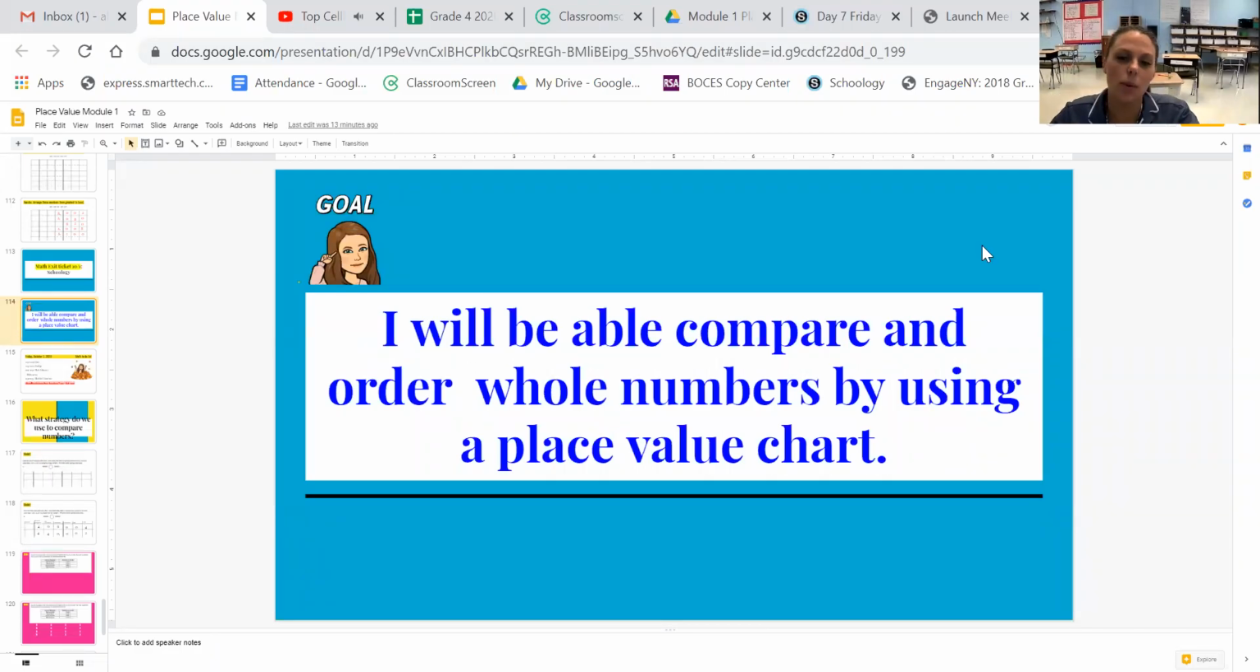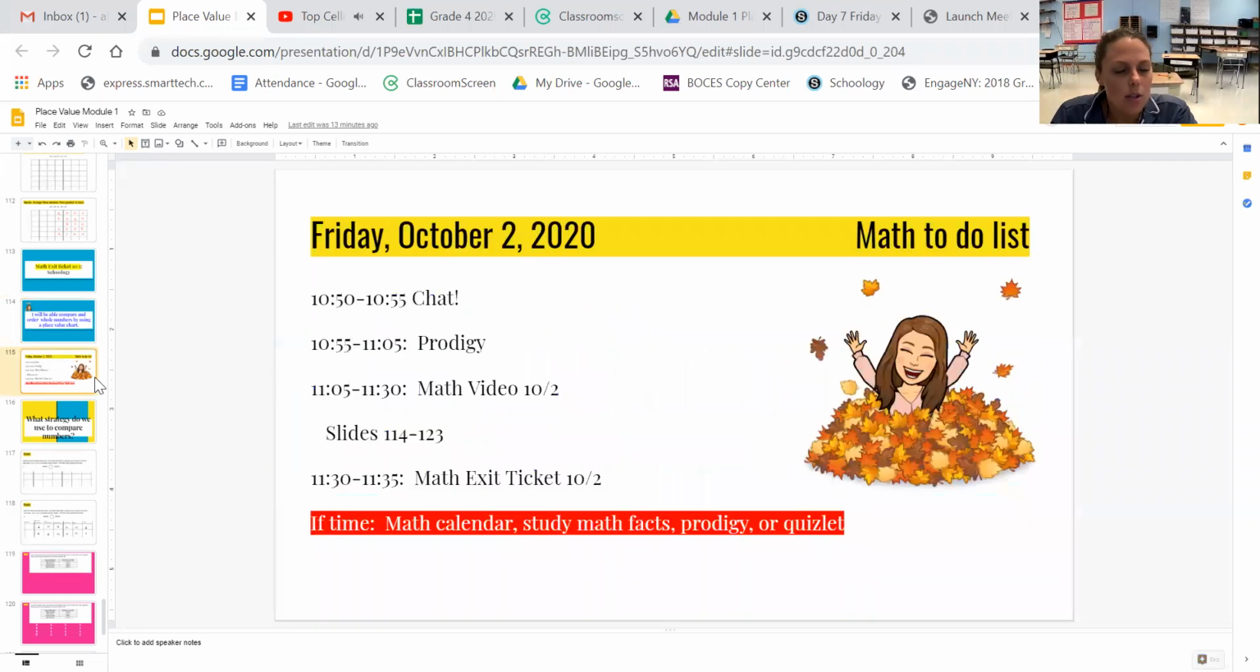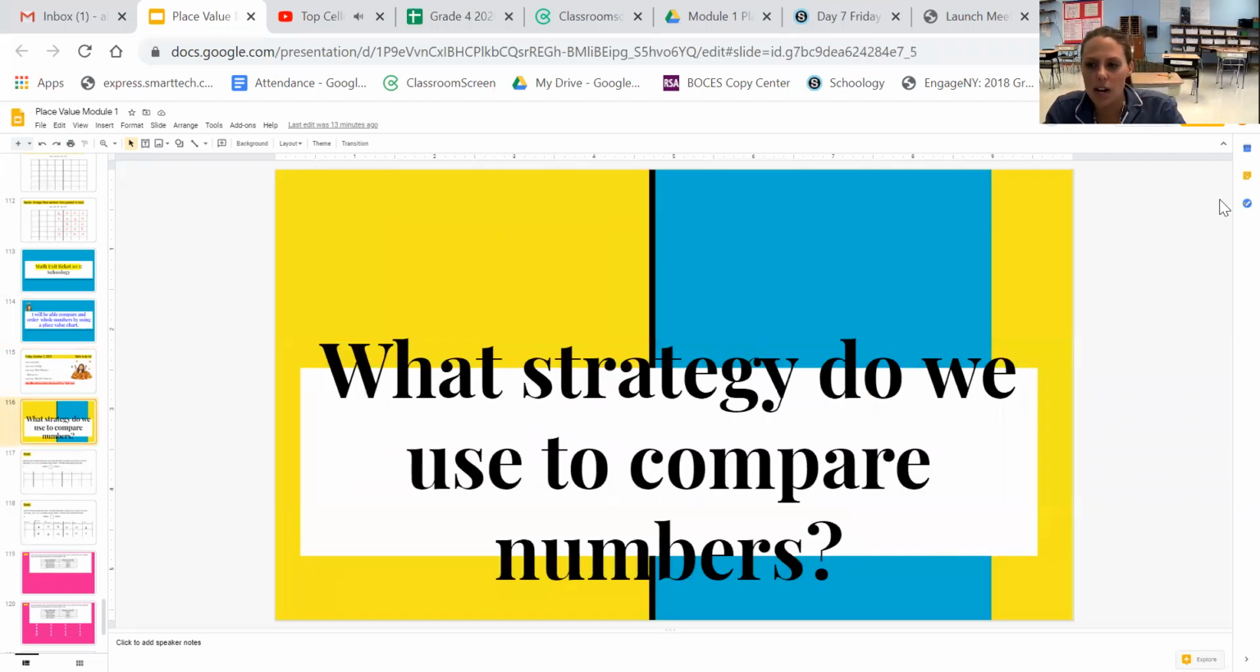Today we are continuing to compare whole numbers by using our place value chart, and we're also going to arrange them in order from least to greatest or greatest to least. So let's get started. Today, remember, is Friday, October 2nd. So you'll find all of today's material in Friday's folder. What I want to start with is a question for you: what strategy do we use to compare numbers?